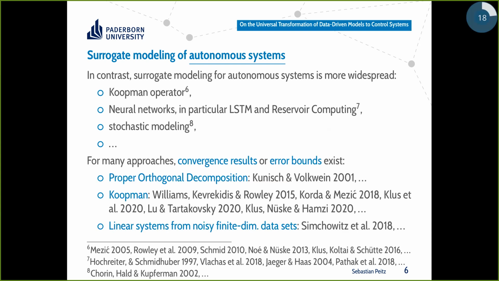And what's even more important, for many of these approaches, we even have convergence results or even error bounds. So for POD, this has been known for 20 years now. You can bound the error between the full system state, or the trajectory of the full system, and the reduced model trajectory. For the Koopman operator, there are asymptotic results, but the last two papers here also give precise bounds for the prediction error. And there are other ways for linear systems with noise. You can use finite data sets to approximate these and so on. So you have really a very powerful and large framework to predict autonomous systems.